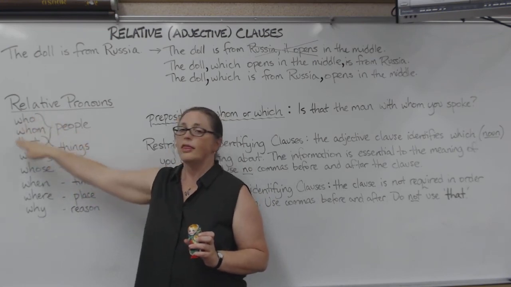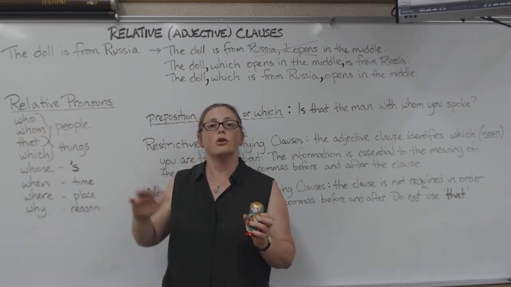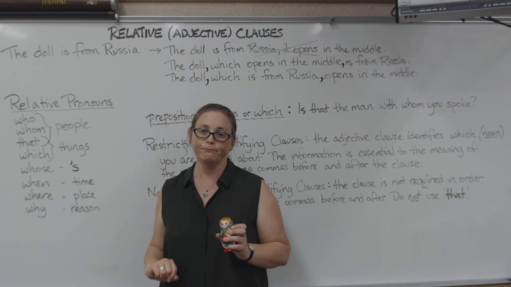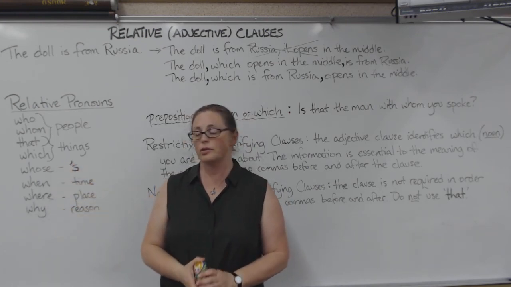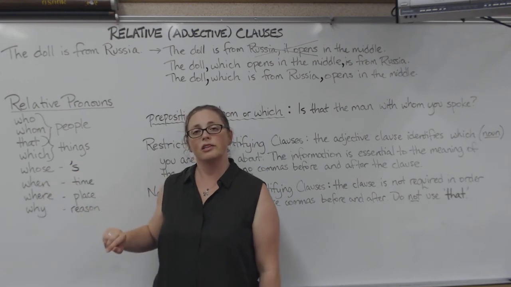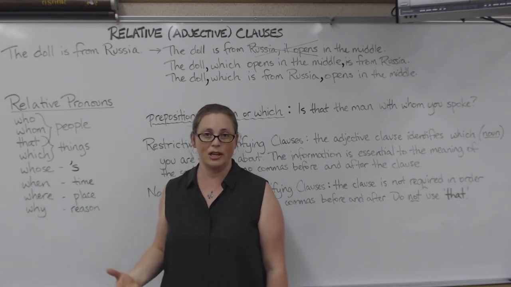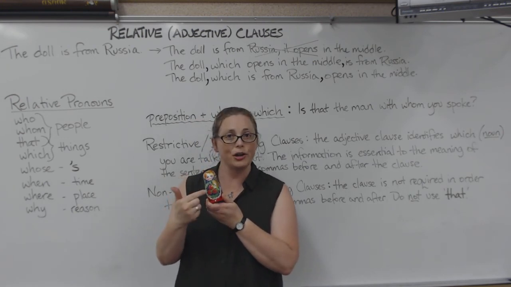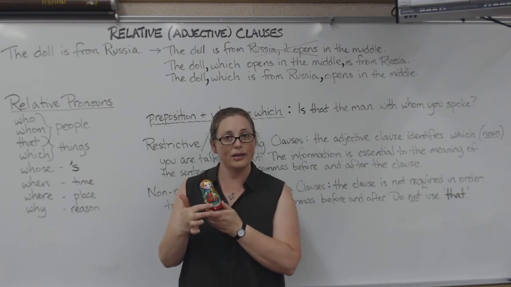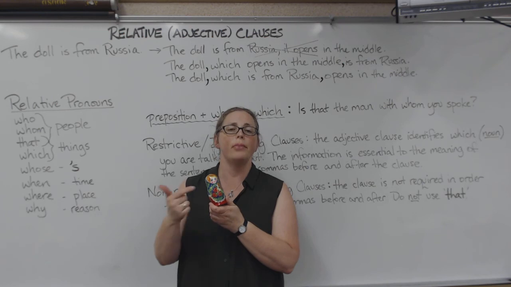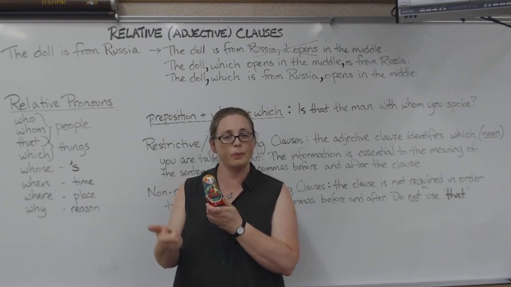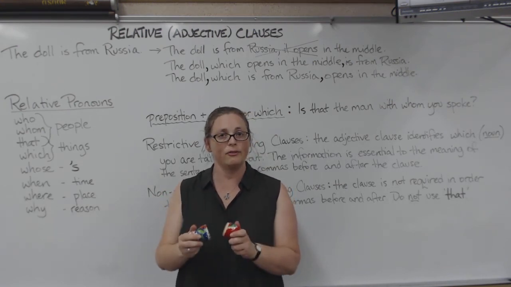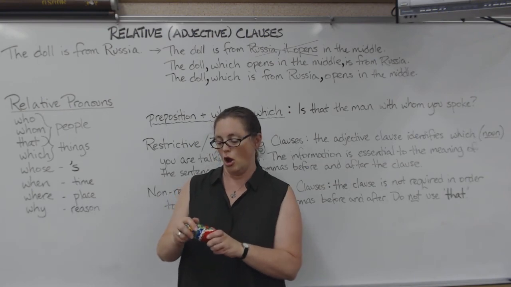These are words that may be in subject or object position in the adjective clause. There are some other relative pronouns down here. Whose is a relative pronoun that shows possession. The doll whose pattern includes strawberries. I'm telling you that the pattern belongs to the doll. The doll whose pattern includes strawberries opens in the middle, and then I can finish my independent clause.